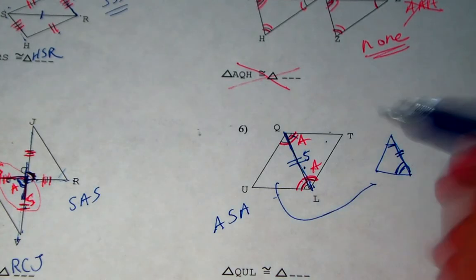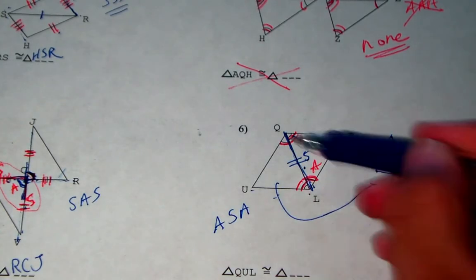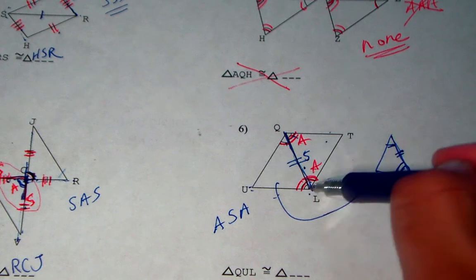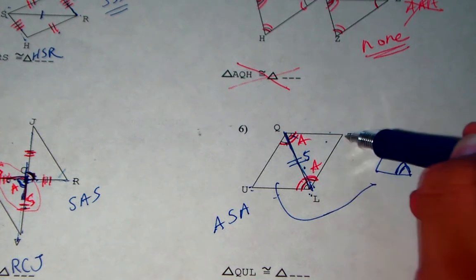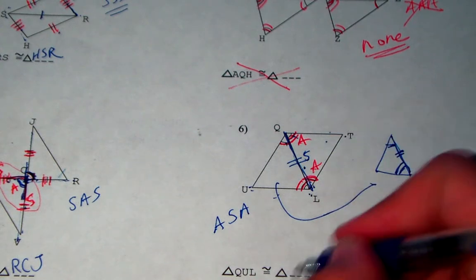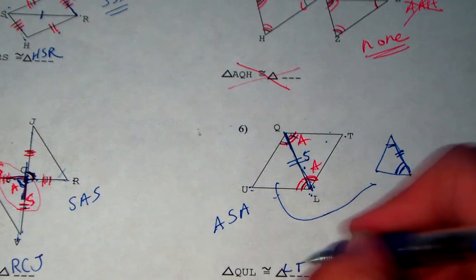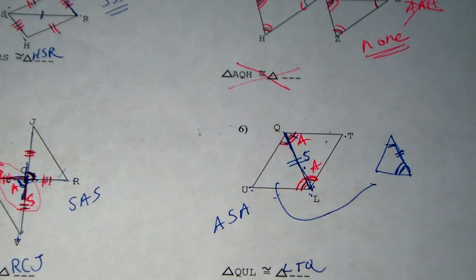So let's give it a name to close out. Q to U to L. Q is single stripe to blank to double. That would be LTQ. LT. Alrighty, hope this gives you a better feel for how to recognize triangle congruence.